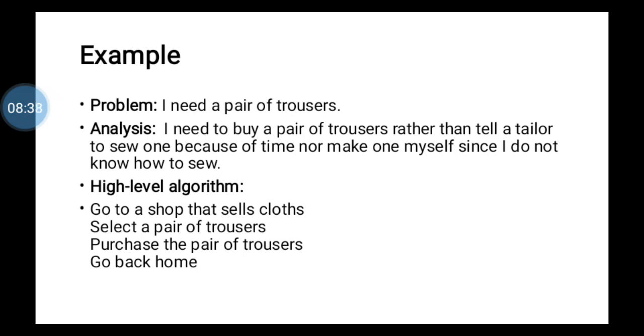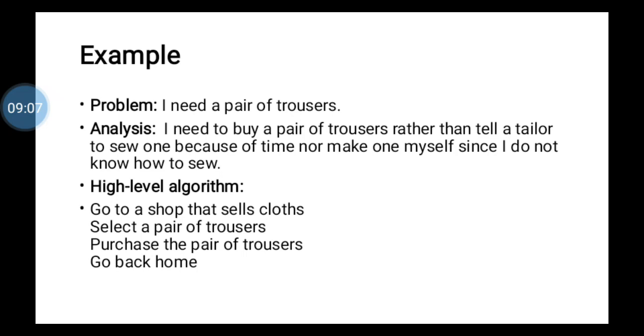Now let's look at the high level algorithm. Go to a shop that sells clothes. Don't forget that I've already done my problem analysis, and I concluded that I'm going to have to buy one since I don't know how to sew. I could tell a tailor to sew one for me. He's going to go to the market to buy the clothing material, and that may take maybe a couple of days. But if I need it right now, my best bet is to go and buy one.